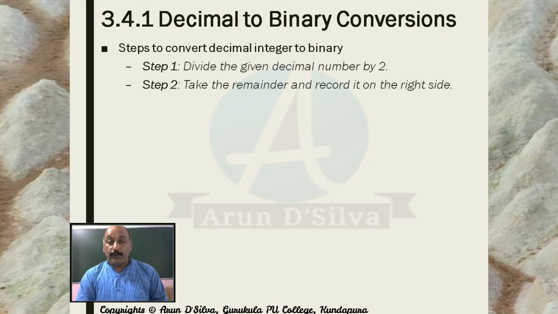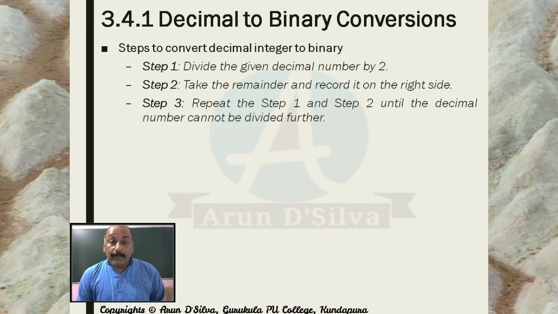The second step: take the remainder and record it on the right side. It may be a 0, it may be a 1, because when you divide by 2 you'll get only 2 remainders, either 0 or 1. So we have to record it on the right. I'll show you an example, and that time it will be more clear.